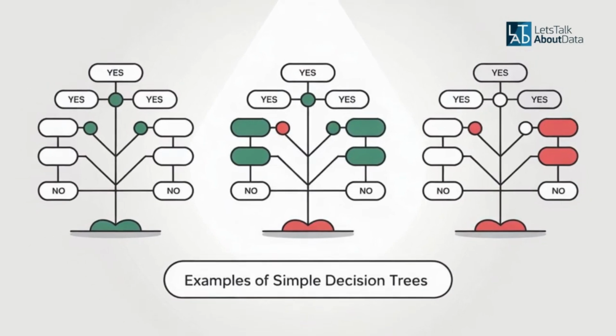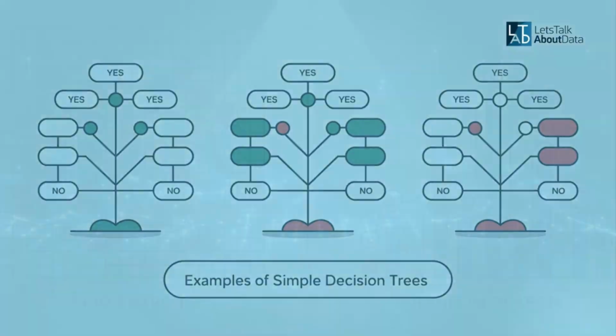Common models and their use cases. Linear regression, used for predicting continuous values, for example, house prices. Logistic regression, used for binary classification, for example, spam versus not spam. Decision trees and random forests, used for both classification and regression with nonlinear relationships. Support vector machines, SVM, used for classification tasks, especially in high-dimensional spaces.